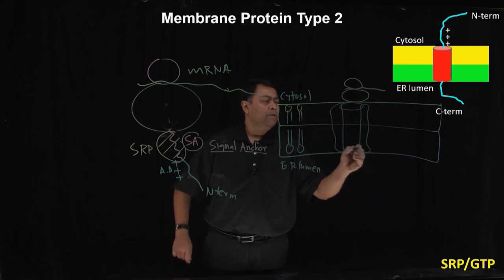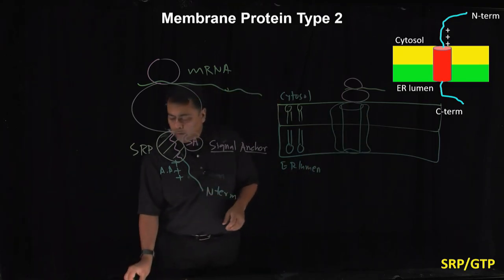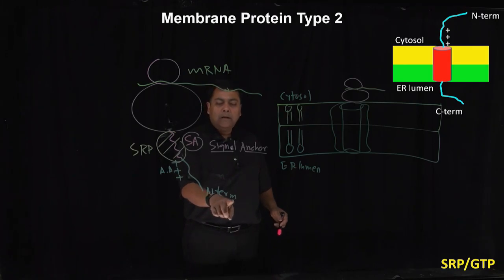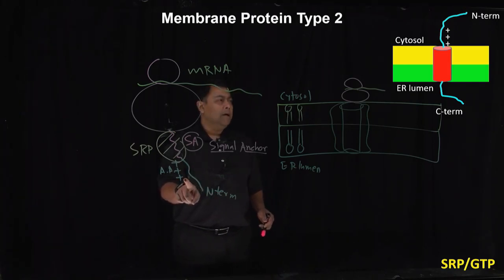So I'm just drawing the translocon as this structure right here. This is your translocon. So what's going to happen is that, as you can see, this N-terminal has no signal sequence, but there is a plus charge right here.